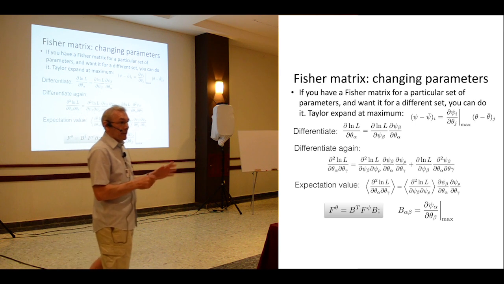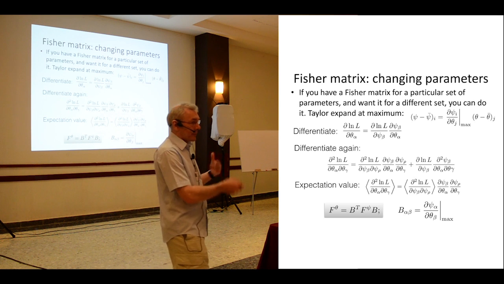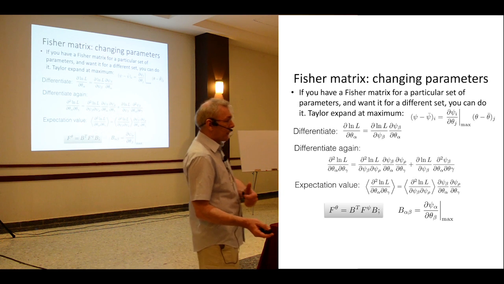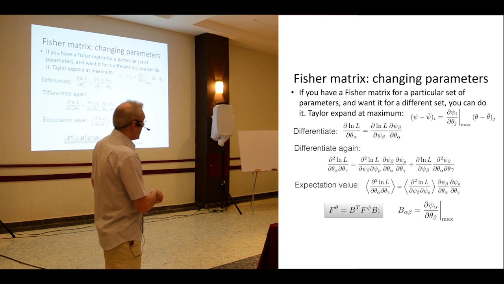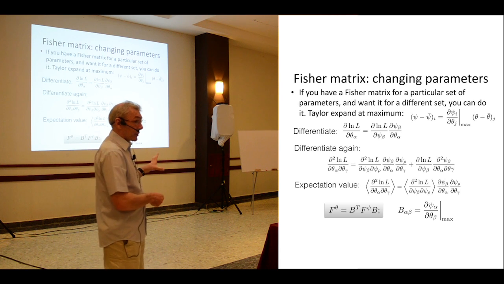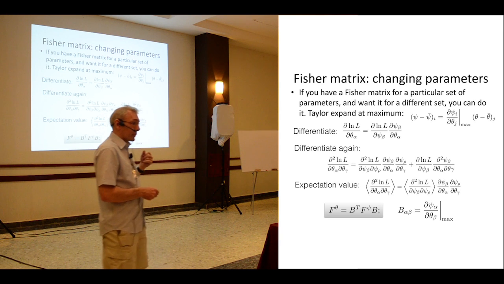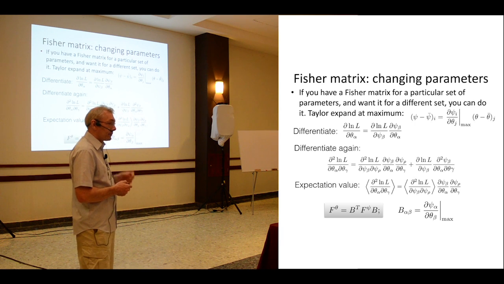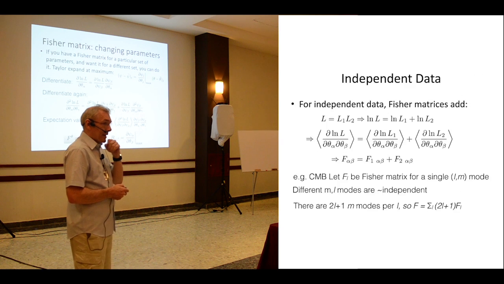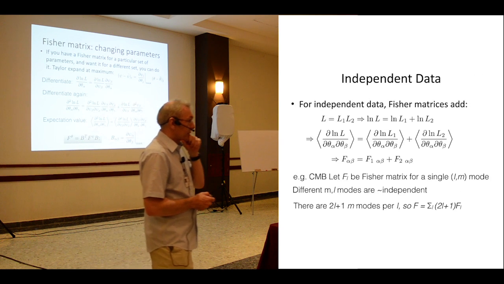So it's relatively straightforward, if you're given a Fisher matrix in terms of some parameters, to change into a different set of parameters just by a couple of matrix multiplications that determine the transformation of one parameter system to another. Okay, any questions so far?